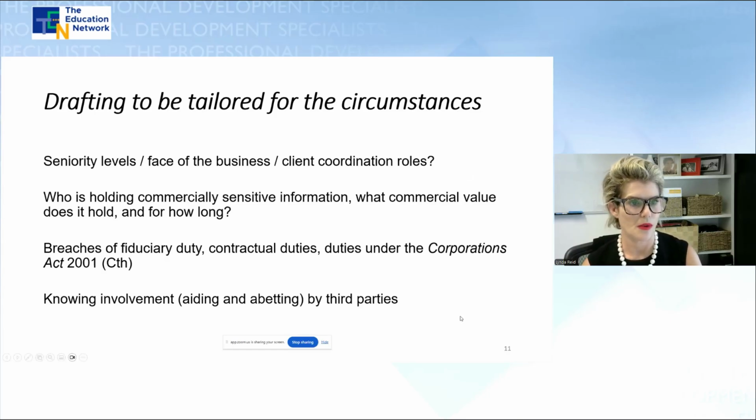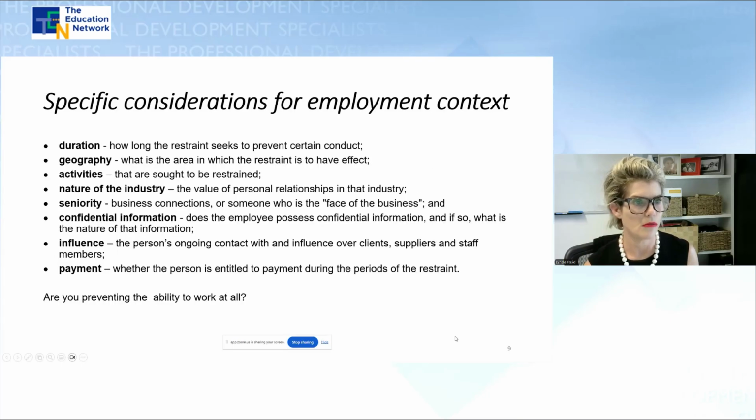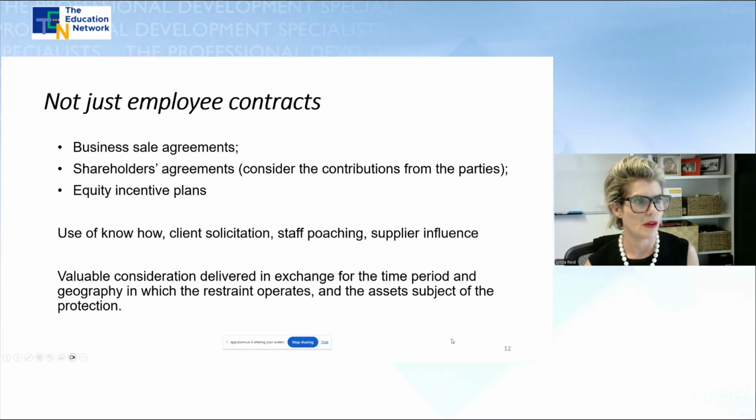And some of those are, here we go, set out here. So where else should we be looking, or should we be conscious of, operating either in addition to or instead of a restraint under an employment agreement? One of them, a very obvious one, would be a business sale agreement. So if I'm acquiring a business, I want to know that the vendor is not setting up in competition with me as soon as we've completed.